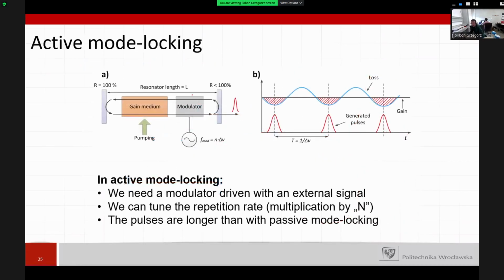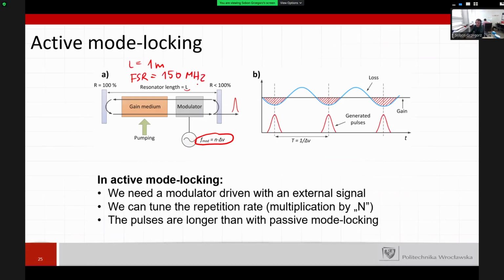However, we have also a method which is called active mode locking, where instead of the saturable absorber, we can place an actively driven modulator, which we just drive with a frequency which can be synchronized with the mode spacing of the laser. So, for example, if our laser has the length L of 1 meter, this will correspond to a mode spacing of 150 megahertz.